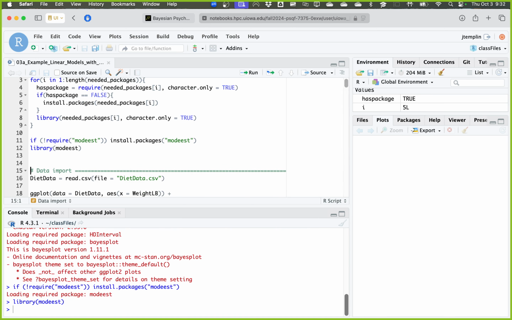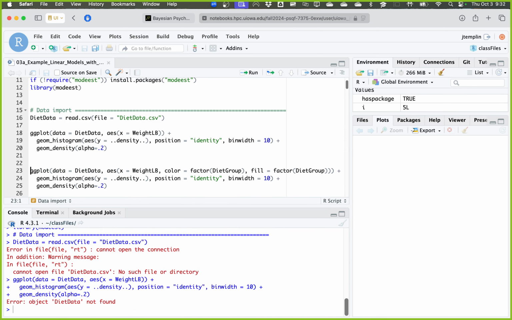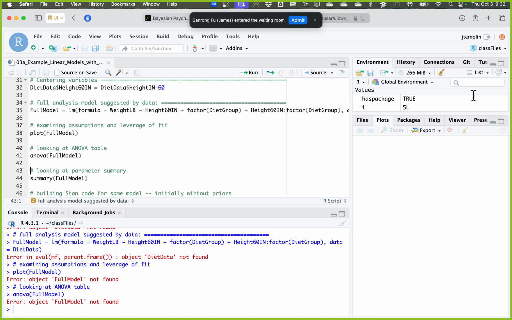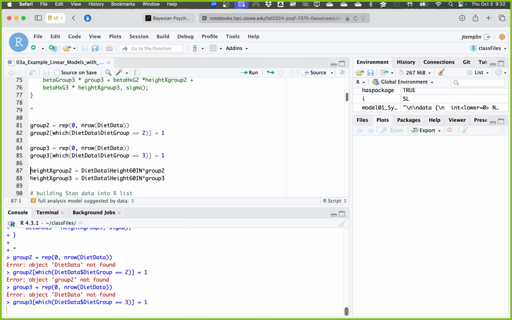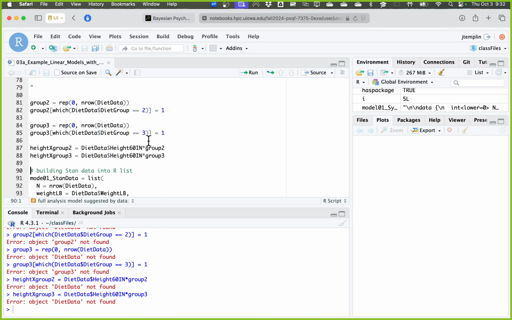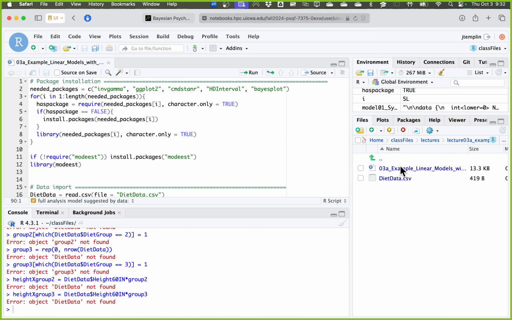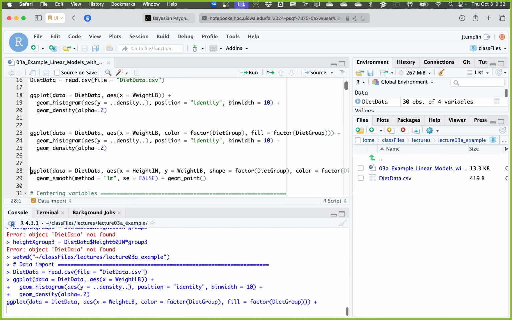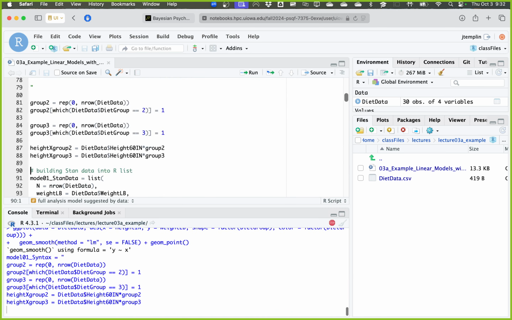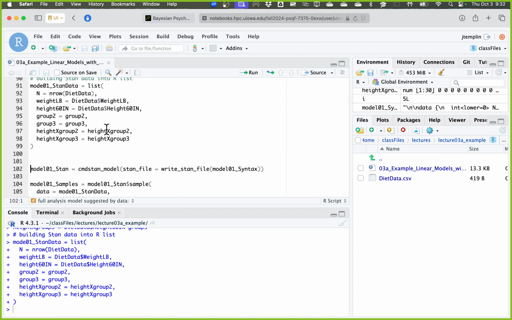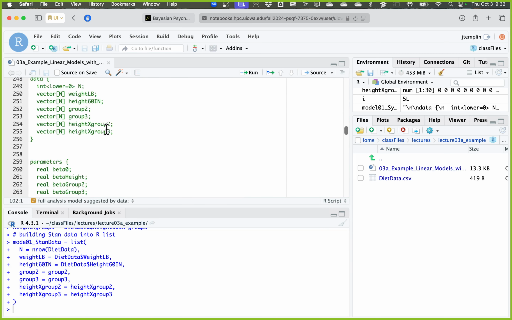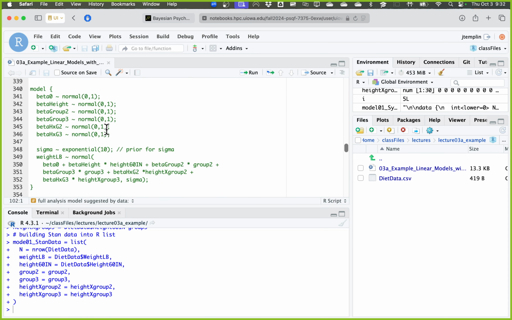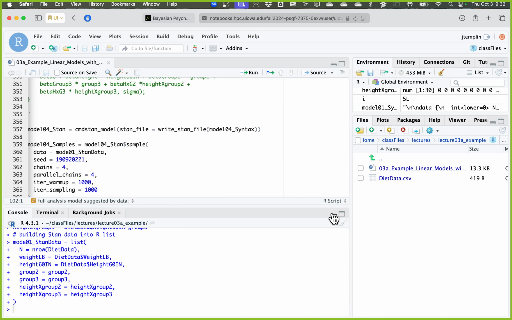I need to reload a few of the packages that I didn't have before. Let's just make sure I have the right data here. And then... Uh-oh. Diet data not found because I didn't change my directory. There we go. Don't worry, I will not run all the models from before. I'll just get down to Model 5 here. Okay. There we go.